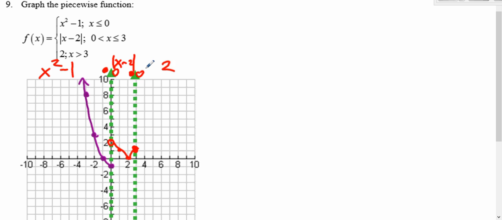Then anything to the right, the answer is 2. Because there's nowhere to plug in. There's no x. There's nothing to plug in. So the answer is always 2. And it's an open circle at the line, and then everything else is just 2. So it's a flat line. There's the piecewise graph.